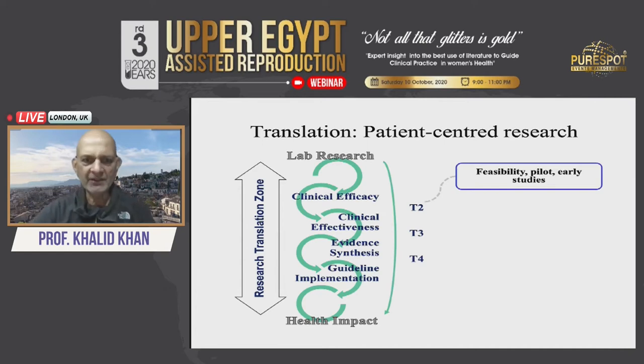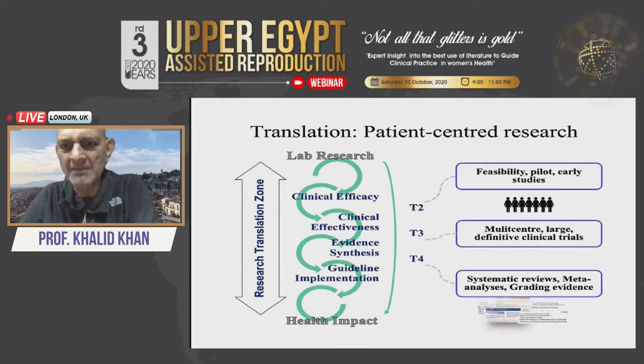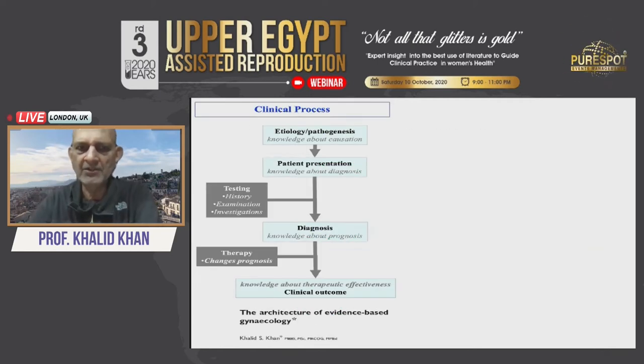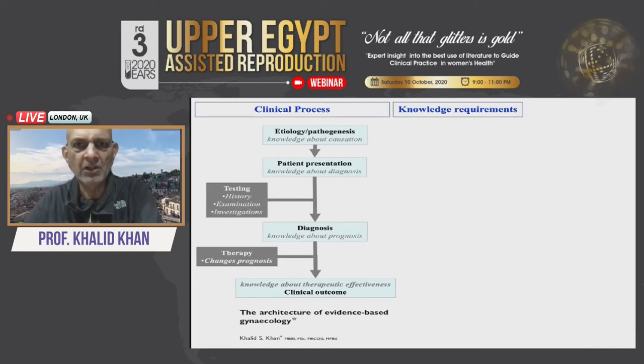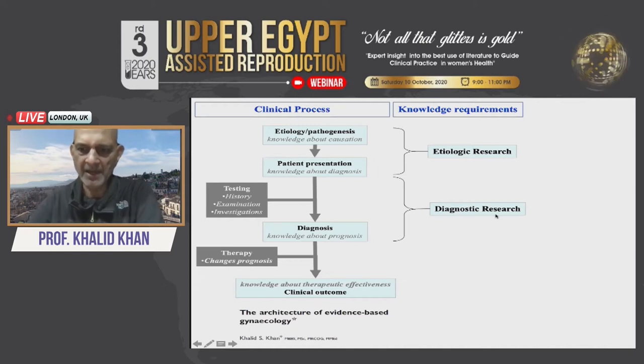So what types of studies are at various stages of this translation? Well, the initial studies are called feasibility pilot studies. These tend to be with small numbers of patients. We then move into multi-center large studies, and then meta-analysis and grading of evidence within meta-analysis. So if we think about the clinical process and the knowledge requirements for each step, when a patient first presents to us, they may have some underlying problem that we can evaluate through etiologic research. Then through tests, history, and examination, we can make a diagnosis. And for this, our knowledge requirements are met through diagnostic research.